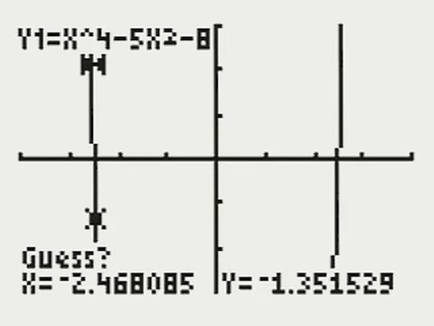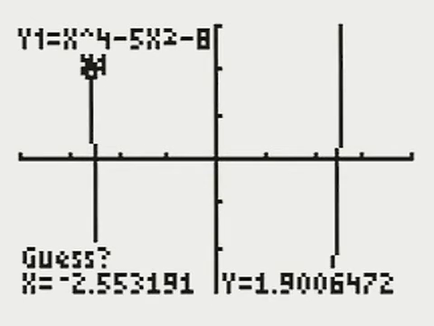The right bound, we want to move to the right, so we'll hit enter. Now for our guess, we'd like to move close to that point, but what you see is that if I try to move left or right, I keep jumping back and forth to my bounds. It's not a big problem. We can use the bounds as a guess. So we'll just hit enter here for our guess. And we'll get that our first solution to this equation is negative 2.50.